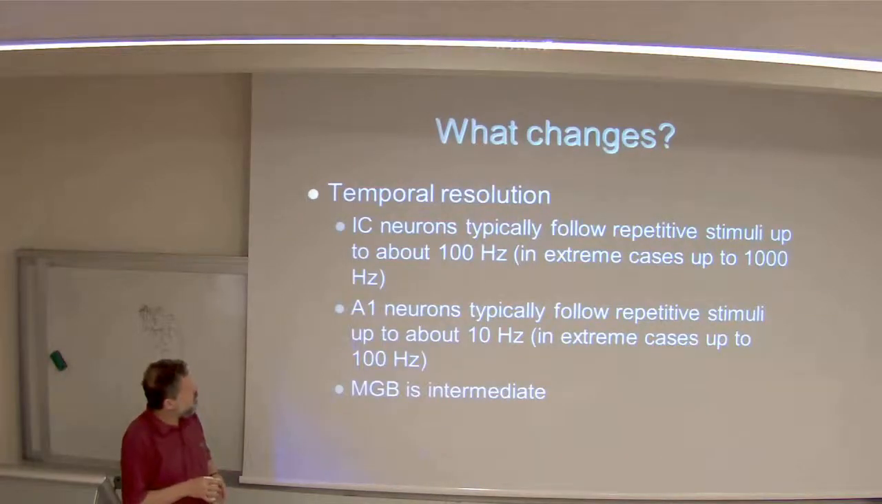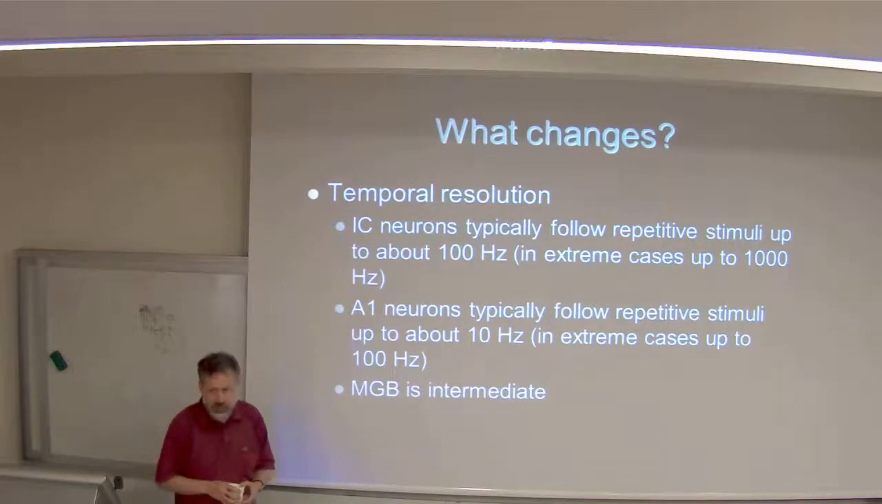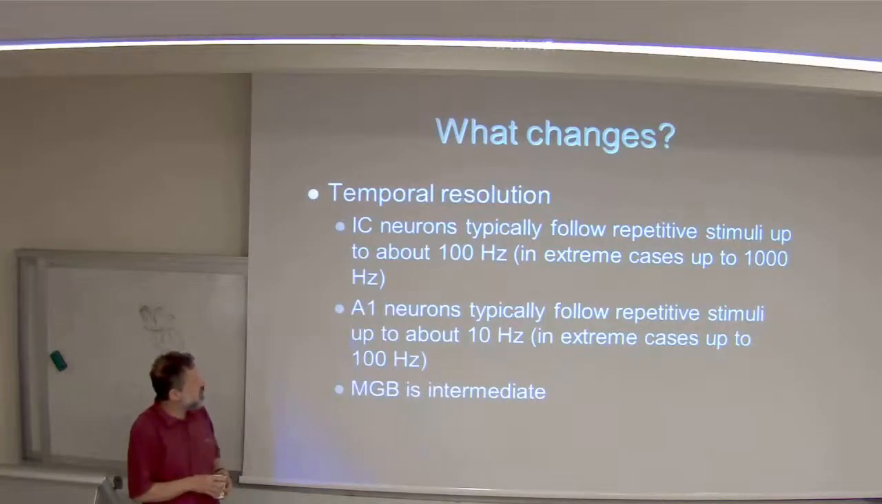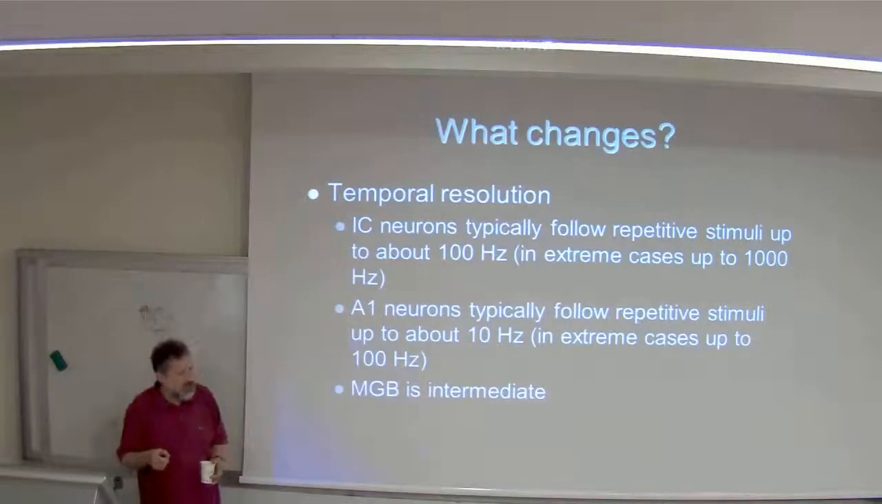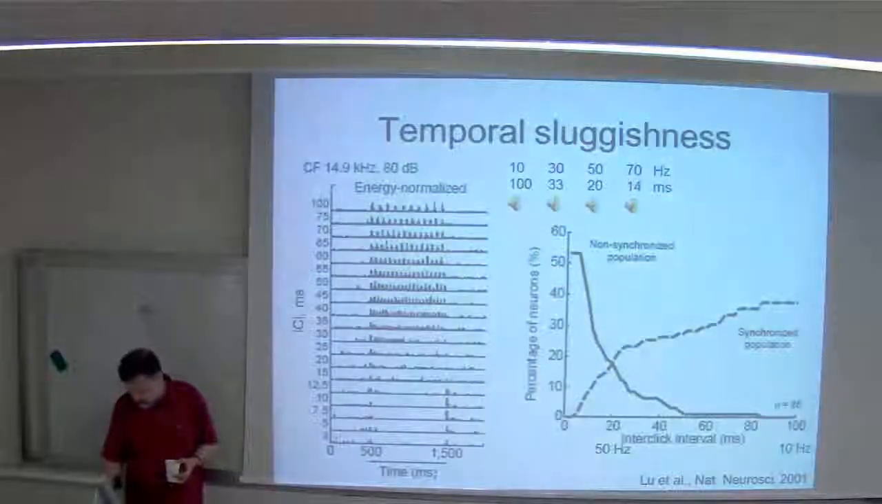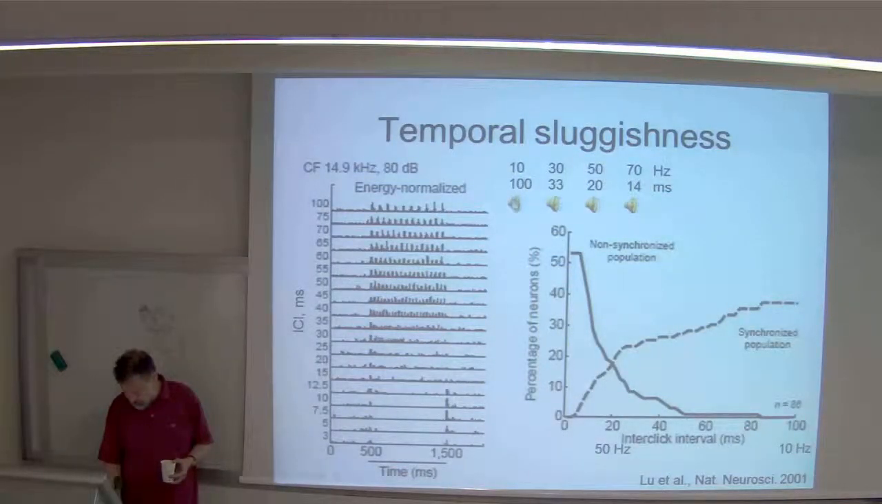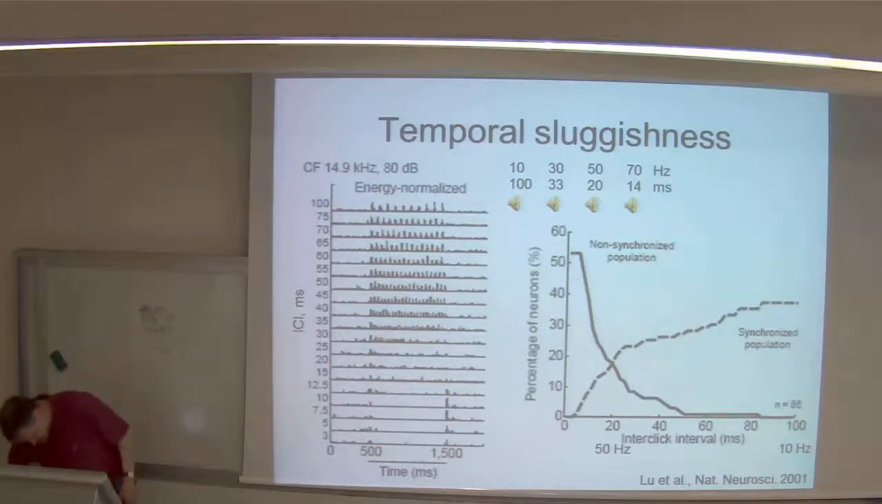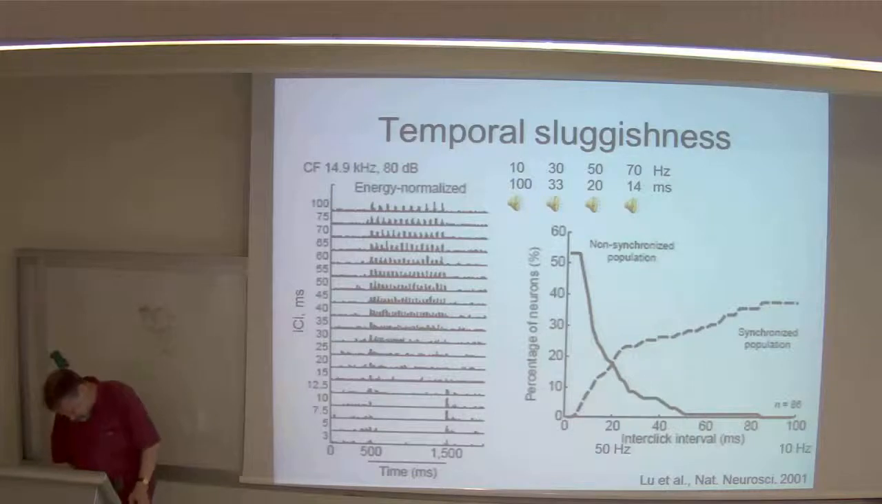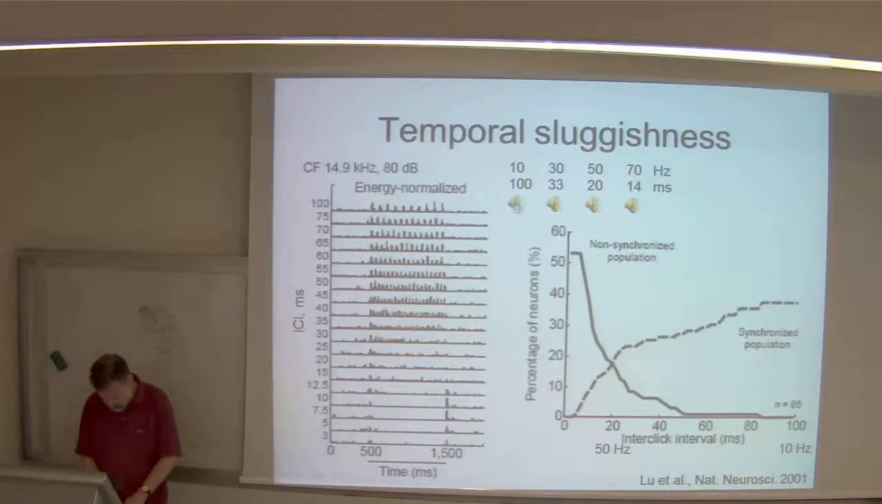What about temporal resolution? The standard way to quantify temporal resolution is by the ability of neurons to follow rapid sequences of clicks. Sounds like this. Okay, so this is 10 per second. This is 30 per second.